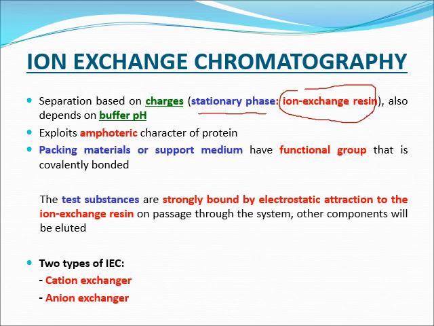So the ion exchange resin is divided into two types, cation and anion exchanger. Cation has positive charge, anion has negative charge. The cation exchanger will catch the positive charge of your samples, and the anion exchanger will capture the negative charge of your samples. Again, the cation exchanger will capture samples with positive charge, and the anion exchanger the samples with negative charge.